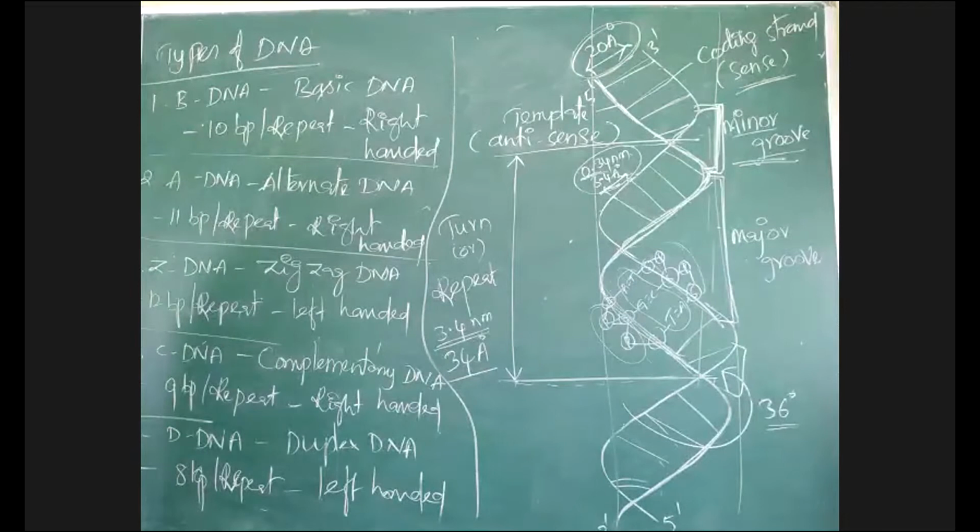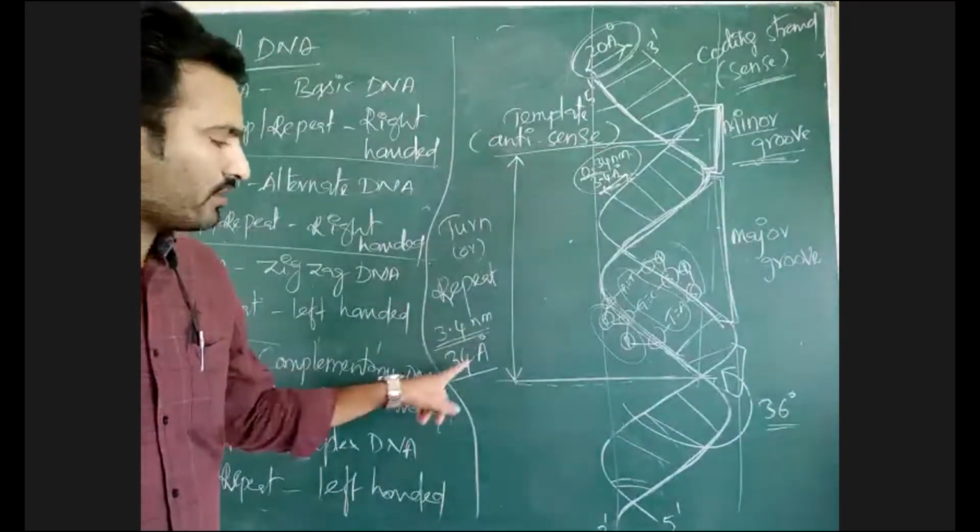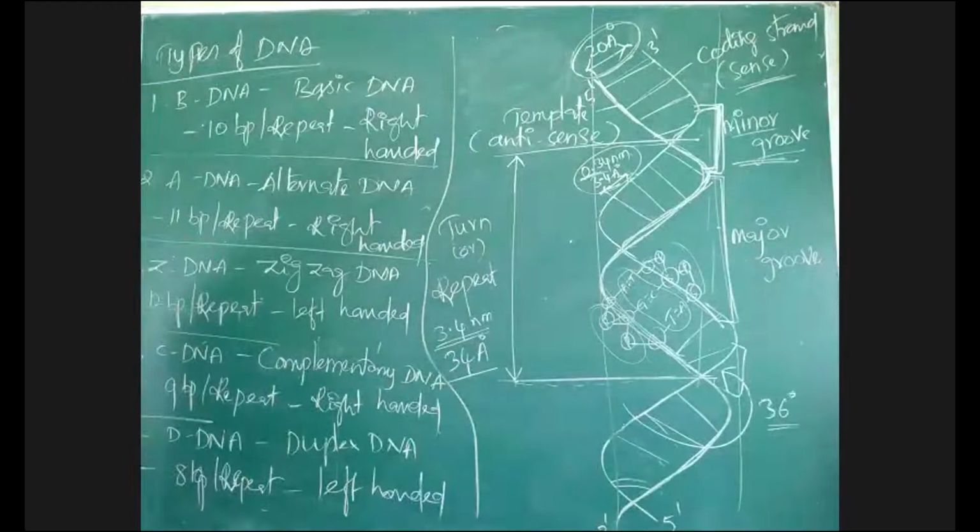Sir, explain turn once. Wait, I will explain. See, the length of a turn in DNA is 34 Angstroms only. That is 3.4 nanometers or 34 Angstroms. That is bDNA.